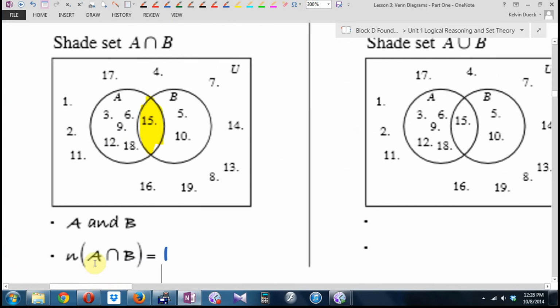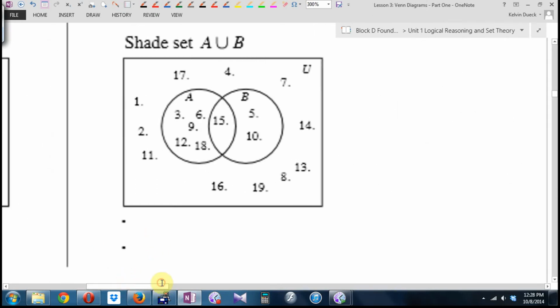Oh, and in English, you would read that as A and B. A union B. Now remember, in English, this is the same as A or B. Union is the same as what? Or. Okay. What am I going to color? What am I going to shade in? I think anything that's inside a circle, right?